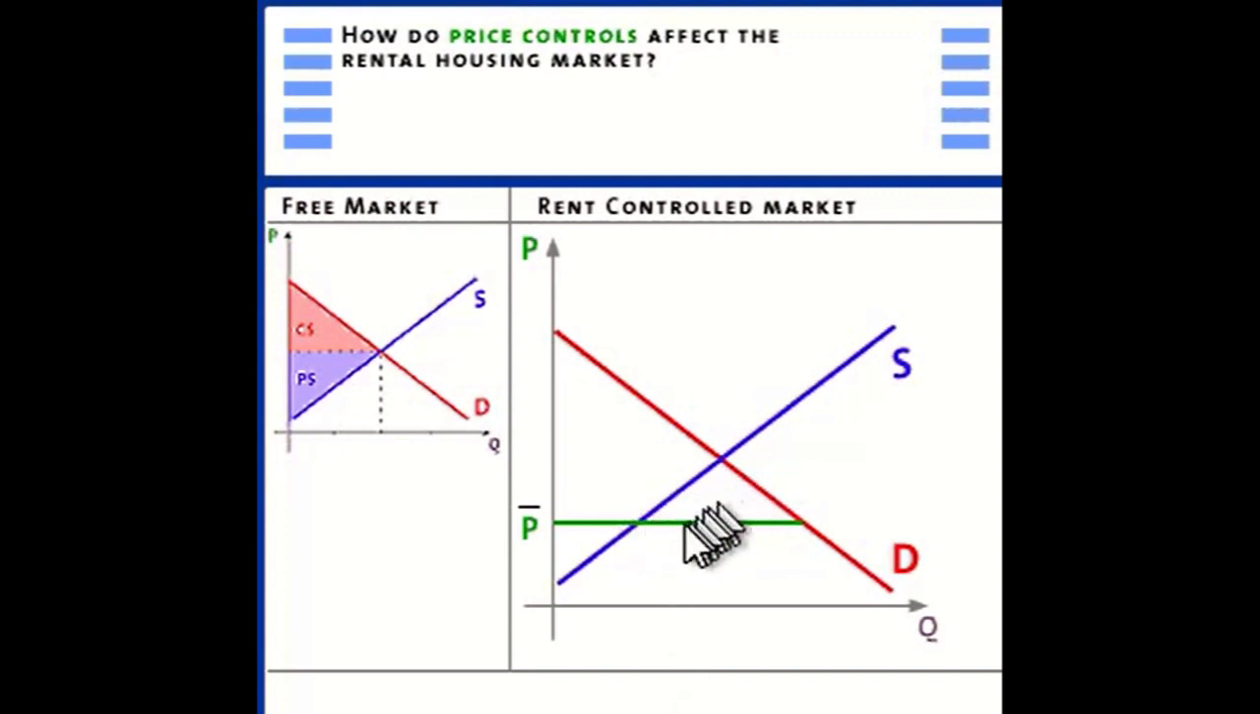And the total quantity of apartments rented will drop from this amount right here with a free market to this smaller quantity of apartment space. We might call this Q bar, the restricted quantity of apartment space that's available in the presence of the rent control. Well, what that tells you right off the bat is there's going to be some kind of deadweight loss. We've got a restriction in trade, and since the original situation was good in some sense, this restriction of trade cannot be an improvement.